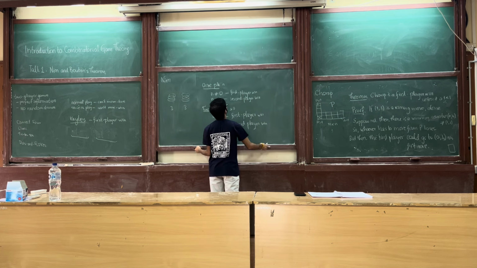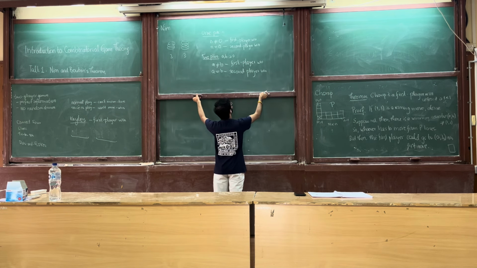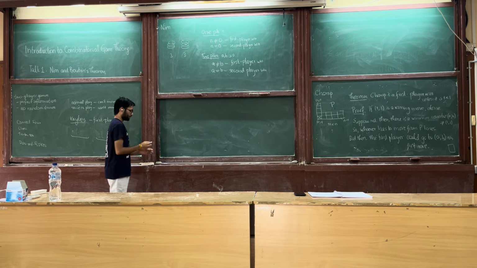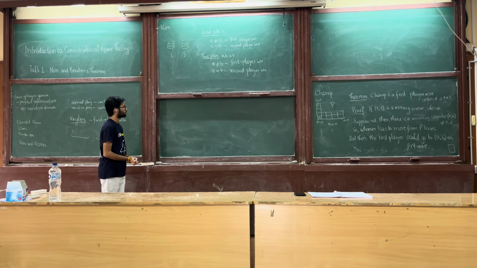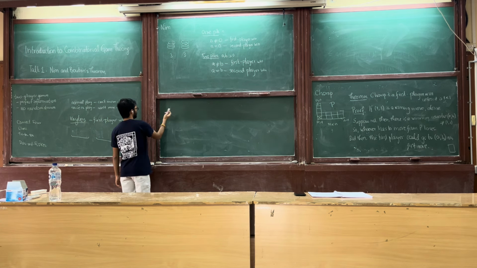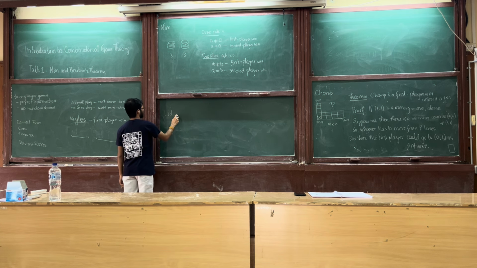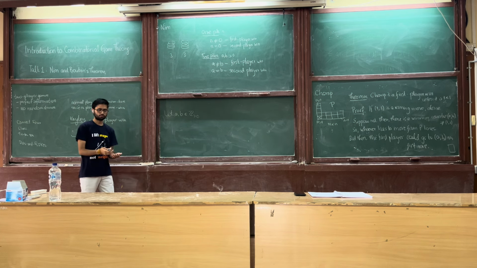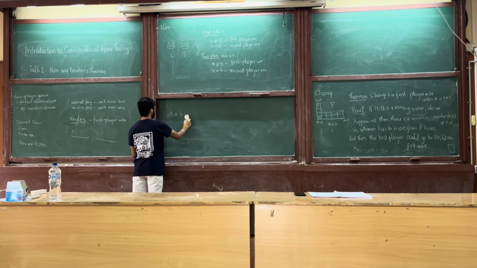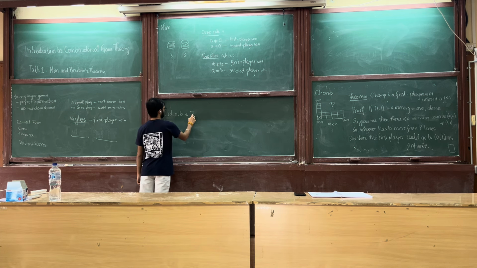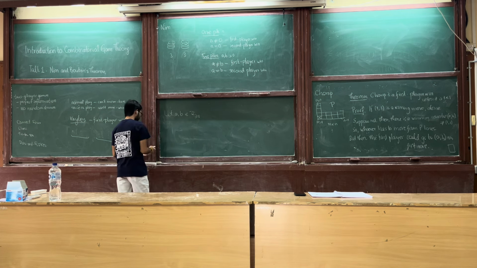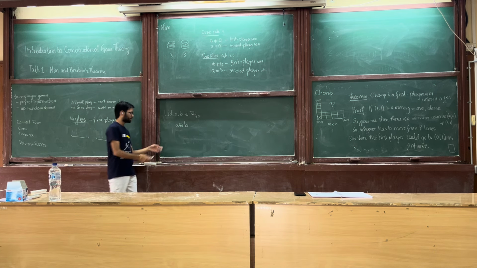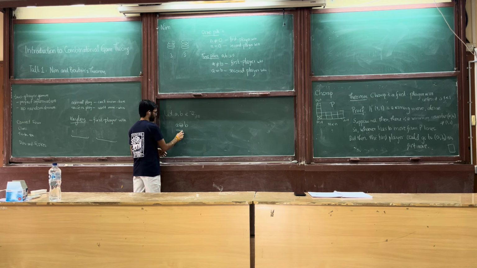So, I need to introduce some notation. Let's say you have two non-negative integers. Then I will define an integer called a nim sum b.